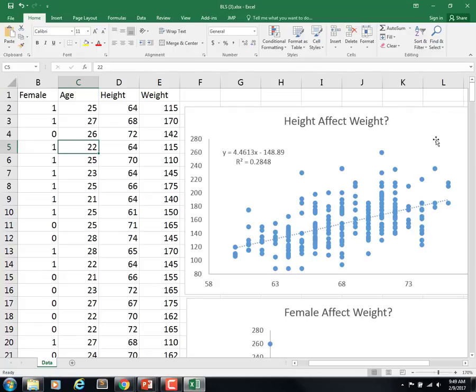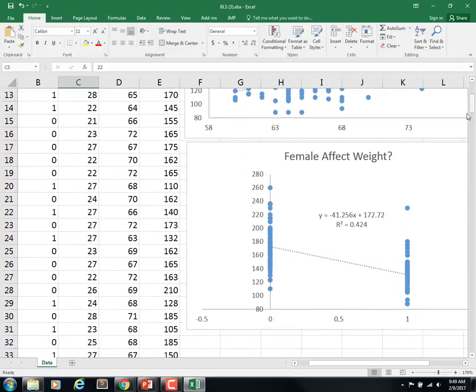So that's scatter charts. And again, we saw those at the beginning, so you should be somewhat familiar with those by now. And we'll do even more of those when we get to other parts of the course as well.